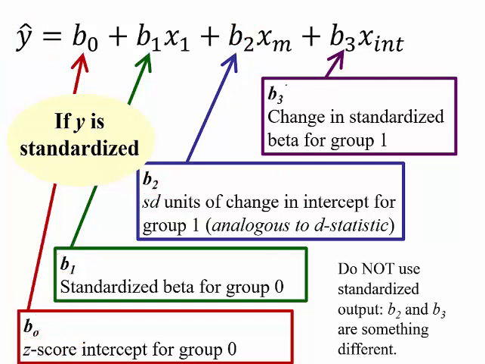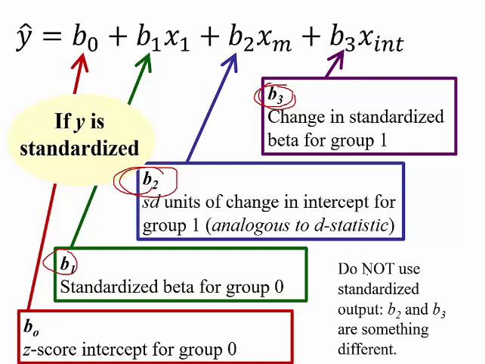And then beta 3 is the change in the standardized beta for group 1. So the key thing is, if you turn Y into a Z-score and you followed all the other specifications I gave you for how to convert the scores, our betas become standardized betas, beta 1 and beta 3 become standardized betas, and beta 2, the one testing for intercept bias, gives us the size of the difference between two groups in standard deviation units, which is essentially a D statistic.